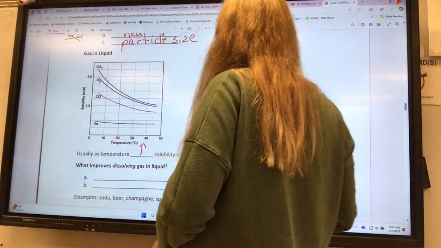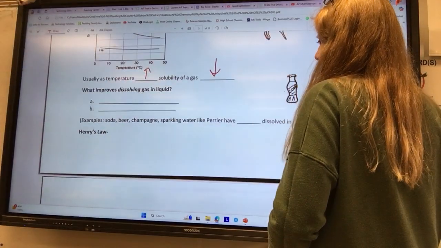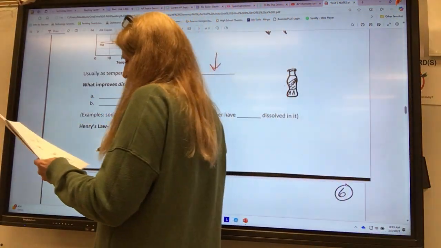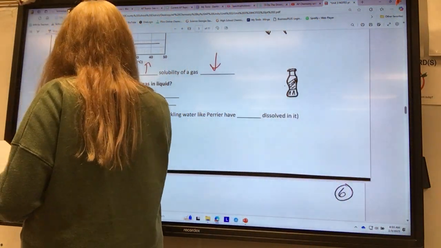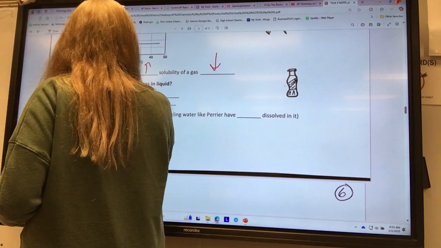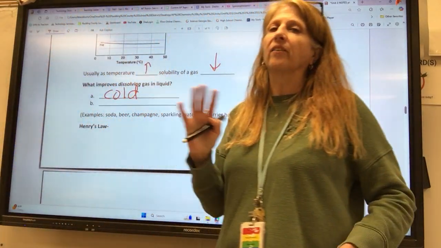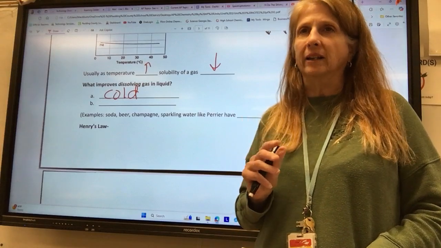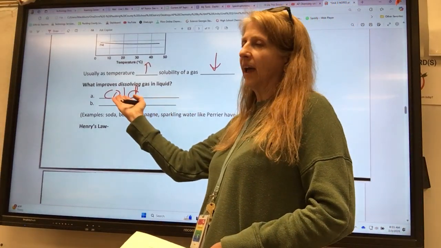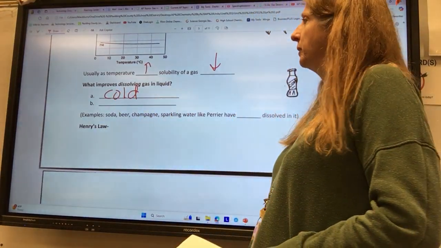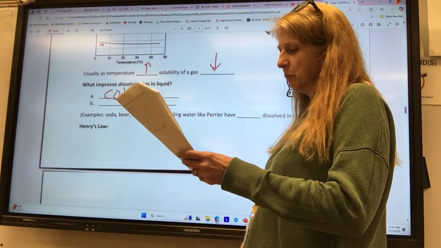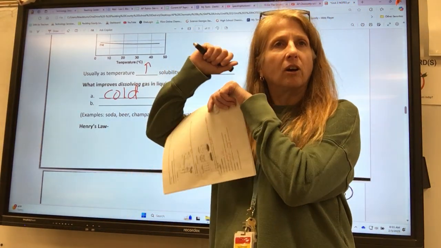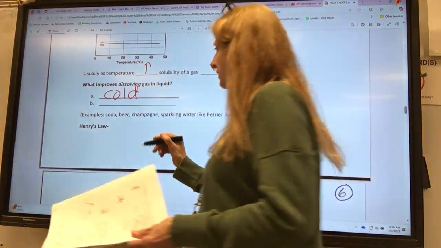Okay, what improves dissolving a gas in liquid? Well, we already said that cold temperature affects it. Now, of course, in science, cold doesn't really exist. Cold is just a lack of heat, but you know what I mean. Gas is going to dissolve better in cold liquid than in hot. Okay, and then what's the other thing? What do you hear when you open the Coca-Cola? Pressure, yes.